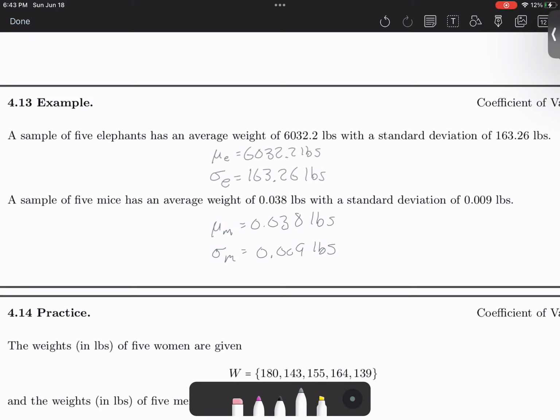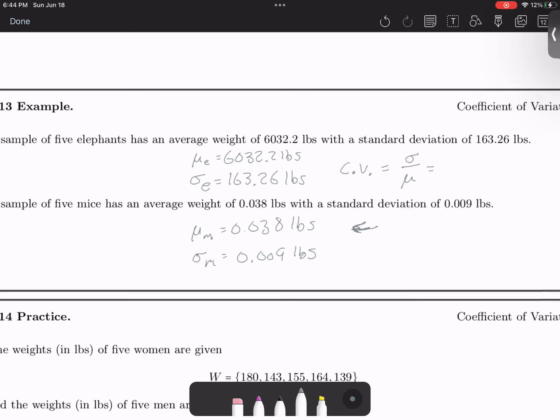If you only weigh 0.038 pounds on average, then that doesn't really give you a lot of room to have much standard deviation, right? So if we just compare these standard deviations, it seems like the elephants have more variation in their sample, but let's compute the coefficient of variation. The coefficient of variation is the standard deviation compared to the average. So it's how spread out the data is compared to the center.